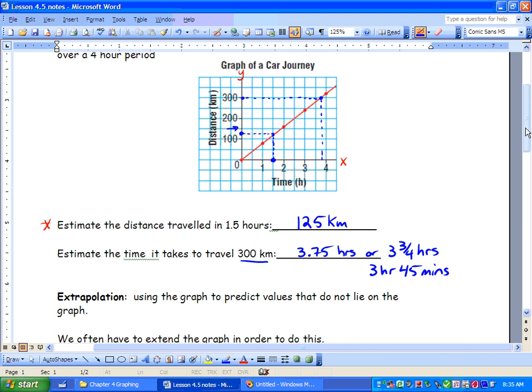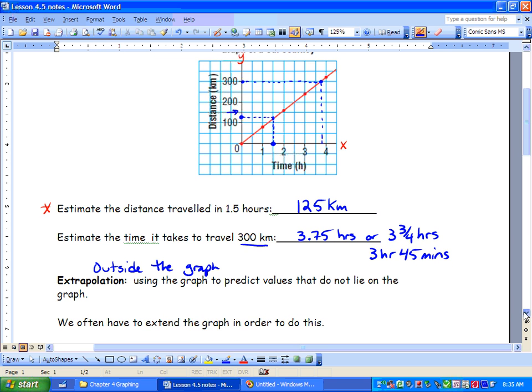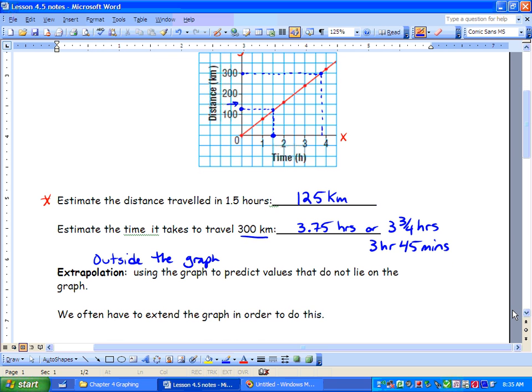Now, let's move on to extrapolation. Extrapolation is using the graph to predict values that do not lie on the graph. All right, so this is outside the graph. All right, we often extend the graph in order to extrapolate.